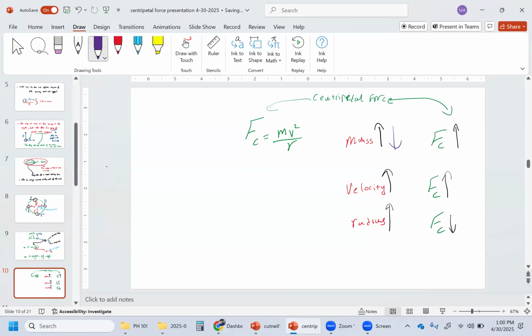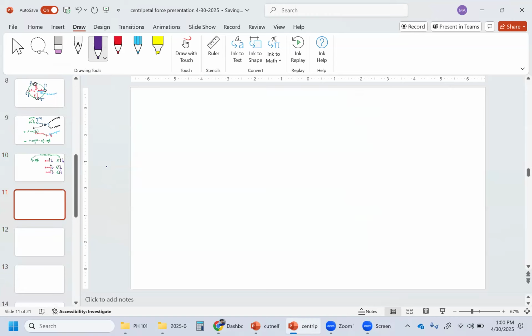When the mass goes down, centripetal force goes down. When the velocity goes down, your centripetal force goes down. When the radius goes down, you're going to have more centripetal force. It will go up. So the smaller the radius, the higher the force. And vice versa.